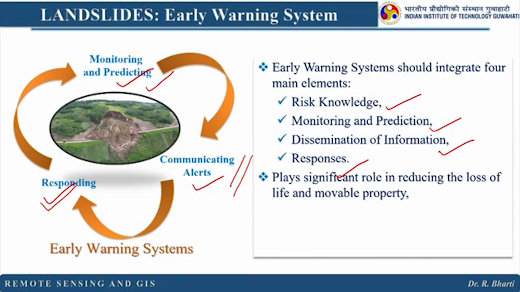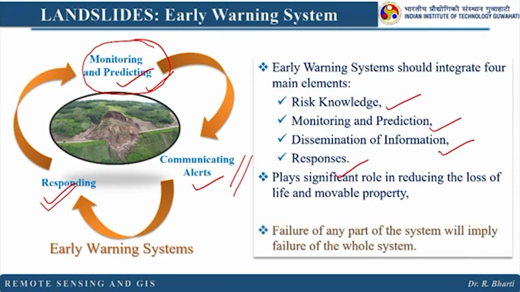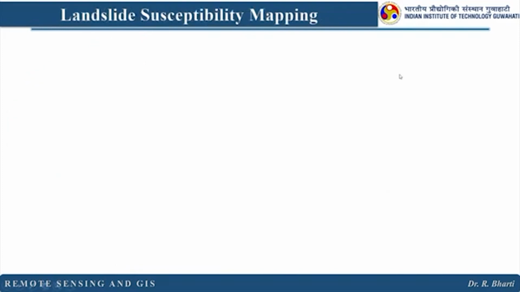So if you are trying to monitor or predict something, that will be part of this early warning system or decision support system, right? Failure of any part of this system will imply failure of the whole system. So when you are developing such an early warning system, please take care of all these parameters. Now let us see one component of this early warning system, that is landslide hazard monitoring, right? Or where it has occurred or where it is likely to occur, and what the areas are which are more prone to such natural hazards.